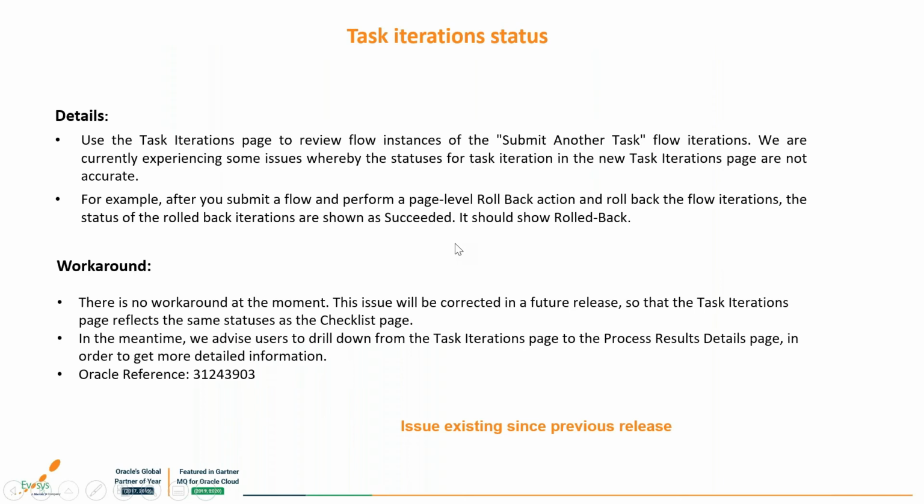The next known issue is task iteration statuses. Let's say you run a flow from submit a flow and you roll it back. There are scenarios wherein the flow still shows as succeeded rather than corrected process. So Oracle is suggesting that you navigate to the view flow section and view the accurate status of the flow from there rather than on the same page that you were in.